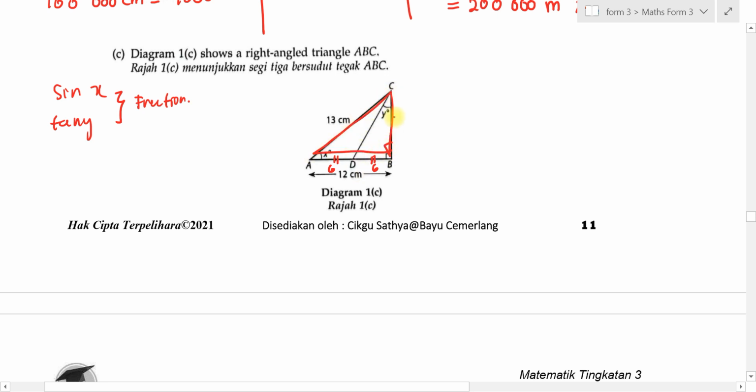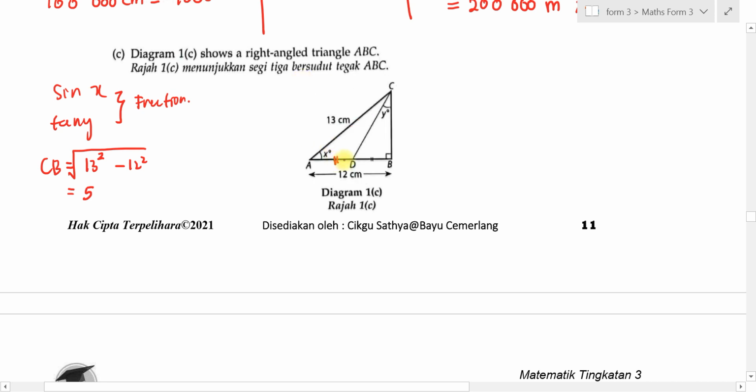When I look, I will say it will be 5, 12, 13. But you need to work things out. Okay. So CB is equal to, you take the 13 square minus the 12 square. Pythagoras theorem, so you get 5.